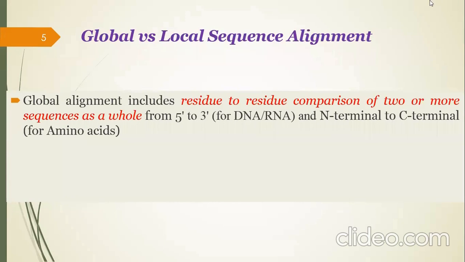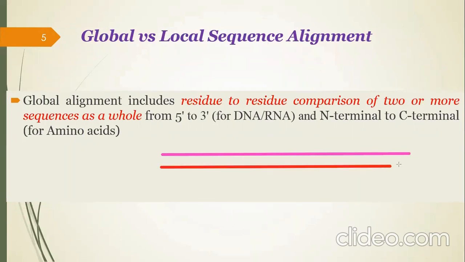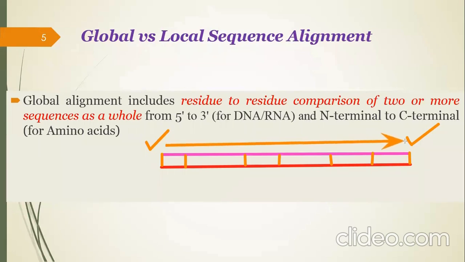So that will mean if we have a sequence, and we have another sequence, we have two sequences, and we align them from end to end, from this end to this end, this will be global alignment from 5 prime to 3 prime, or from N terminus to C terminus in protein. Global alignment will mean from end to end, from this end to that end.